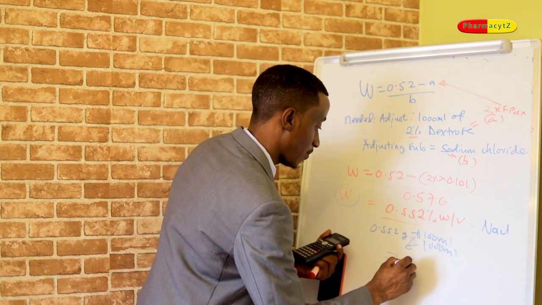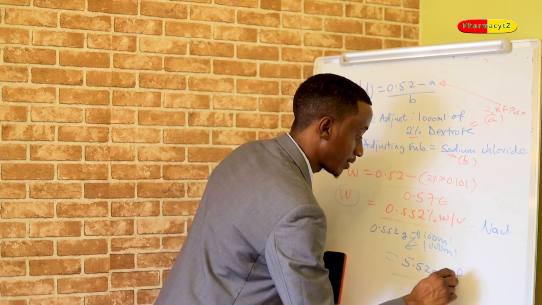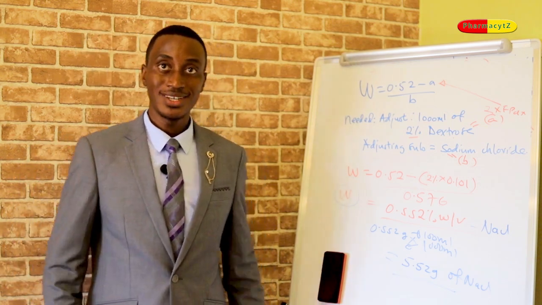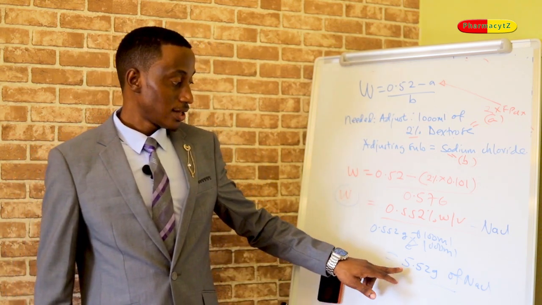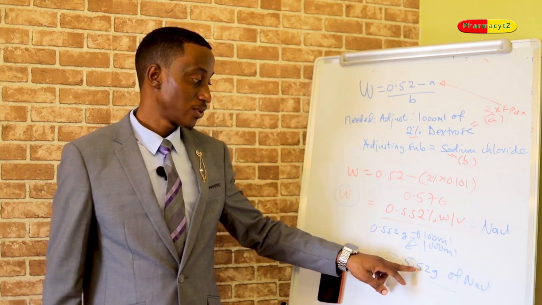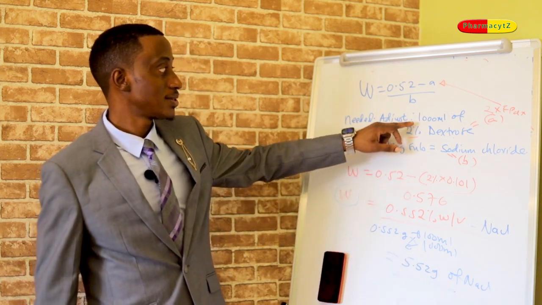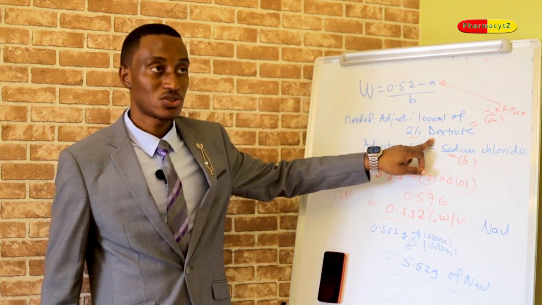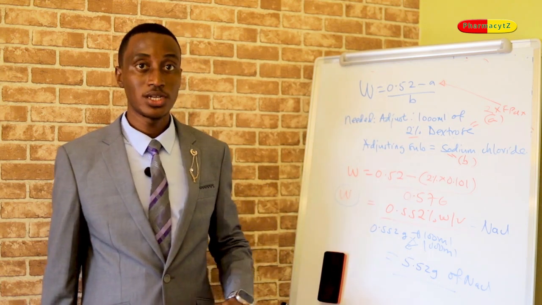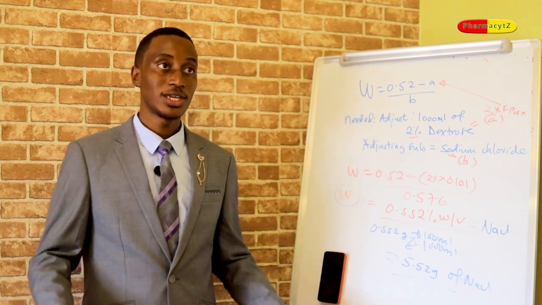If you multiply, you get 5.52 grams of sodium chloride. So practically what you shall do is this: weigh 5.52 grams of sodium chloride. After weighing, take it and mix it with 1,000 mL of 2% dextrose. Then stir the preparation well to obtain a clear solution. After that, your preparation shall be well adjusted, or it shall be isotonic already.